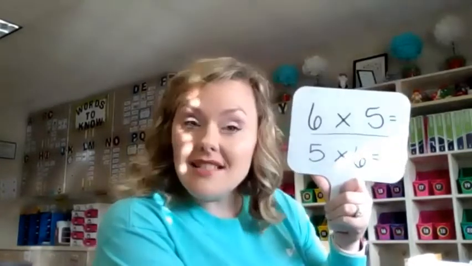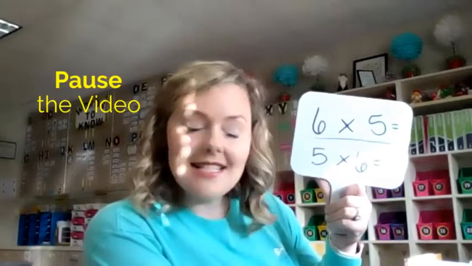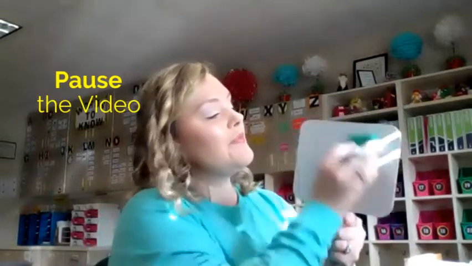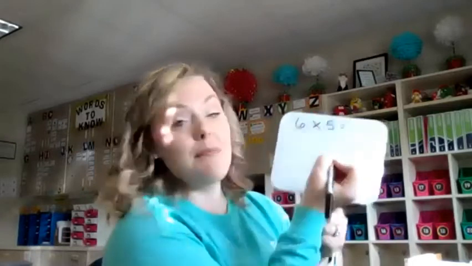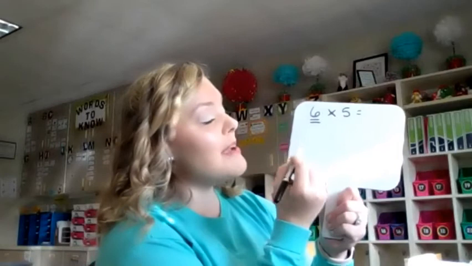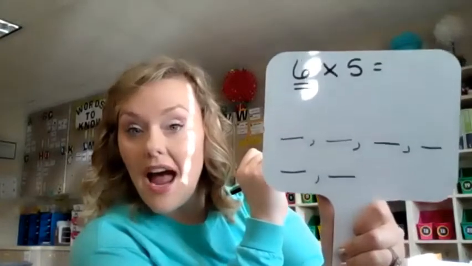So right now, pause the video and skip count by 5s 6 times. Hopefully you were able to do that. So I'm going to show you something that I like to do if I'm skip counting by 5s. The first thing I'm going to do is for this first number, I'm going to make 6 blanks. 1, 2, 3, 4, 5, 6. And this is going to help me know how many 5s.